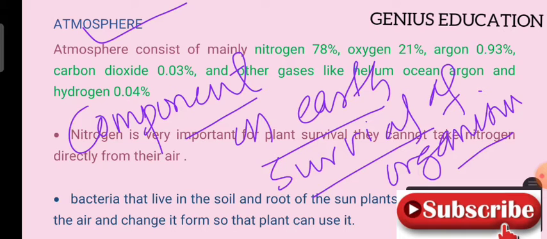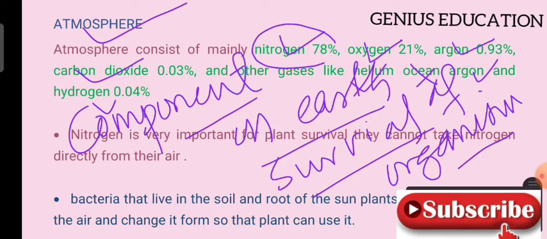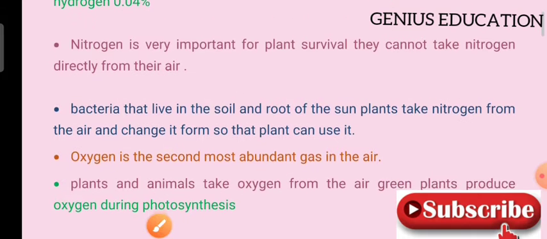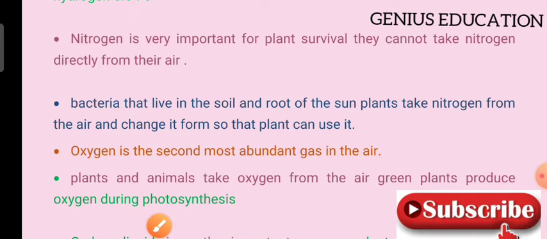So the atmosphere consists of many different gases such as nitrogen, oxygen, argon, carbon dioxide, and other gases like helium and hydrogen. Here the largest amount, that is 78%, is nitrogen, and the very least, 0.03%, is carbon dioxide. Even so, nitrogen is the most important component for plant growth.